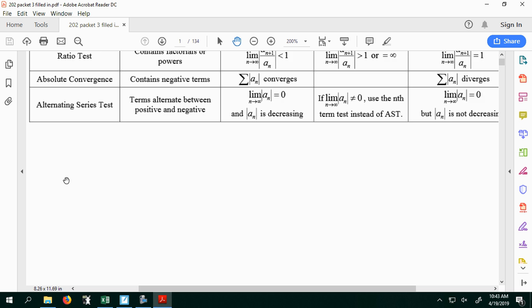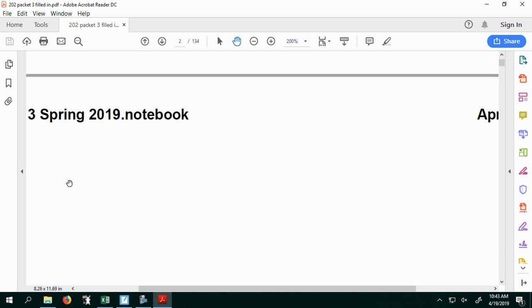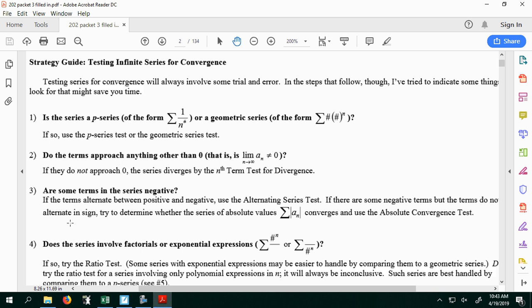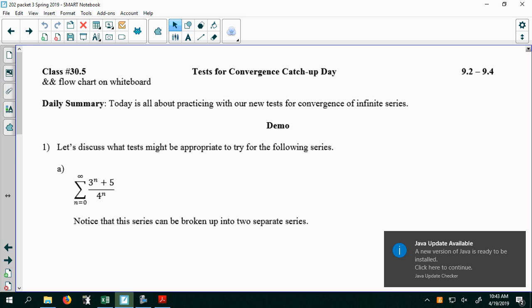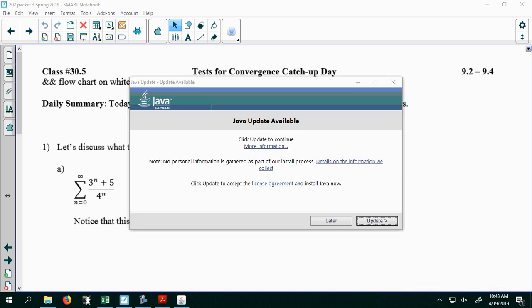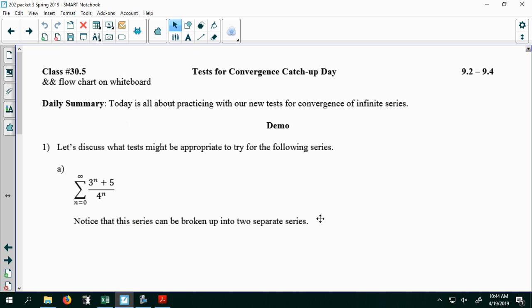And then the second page, the back of the first page, is a strategy guide that's like a flow chart. You want to look at each thing in order and decide, does this apply? If not, move to the next test. So what we're going to do in the demo today is to just discuss what tests might be appropriate. We're not going to actually perform the tests. We just want to decide which test we might use.